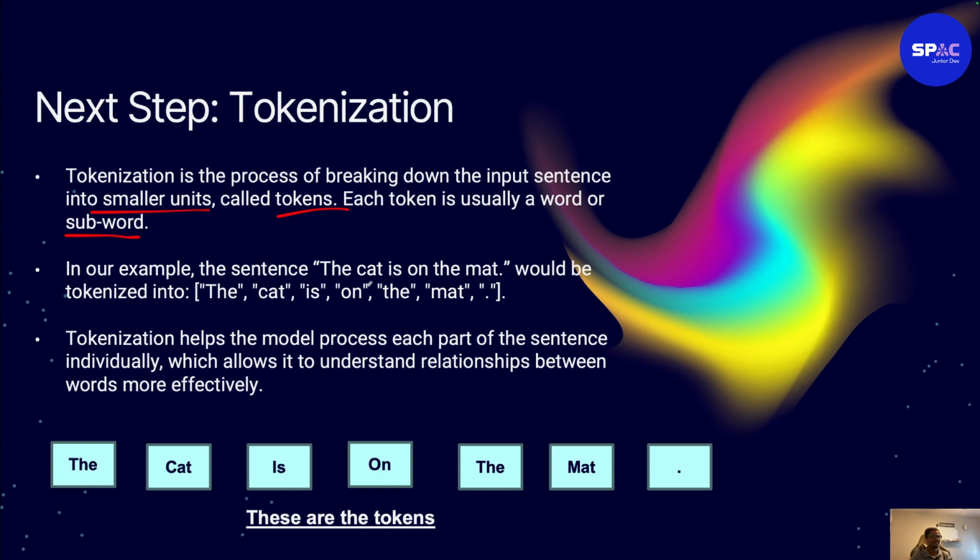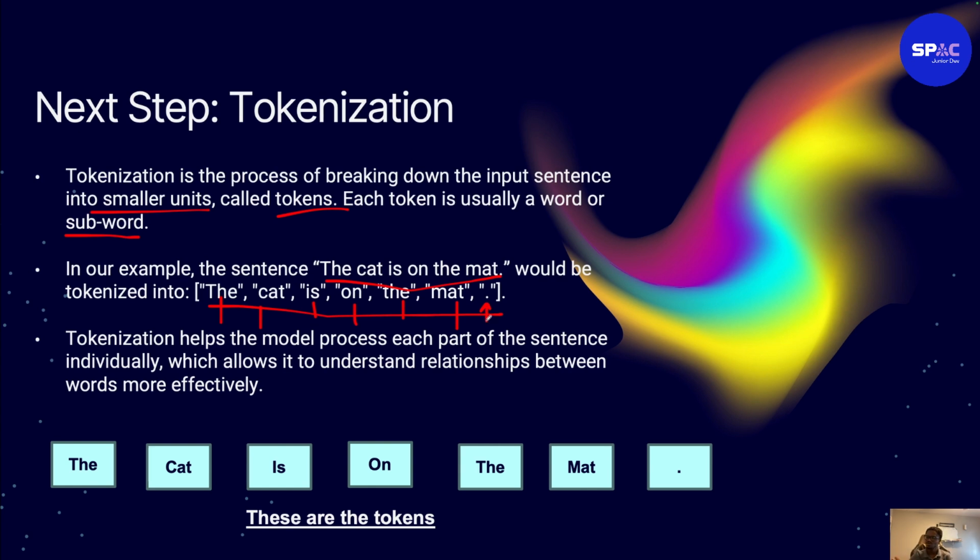Okay. So in our example, "the cat is on the mat", it will be tokenized into this. "The" will be a token, "cat" will be a token, "is" is a token, "on" is a token, "the" is a token, "mat" is a token, and the full stop or period is a token.